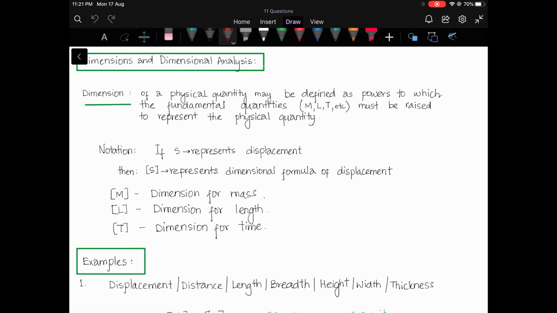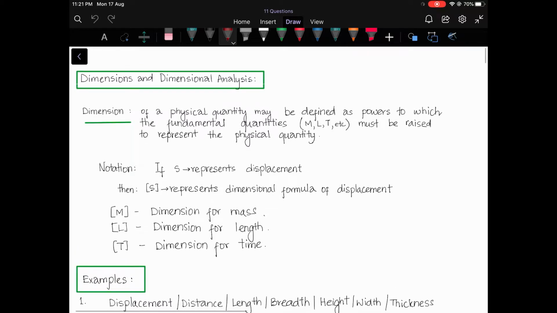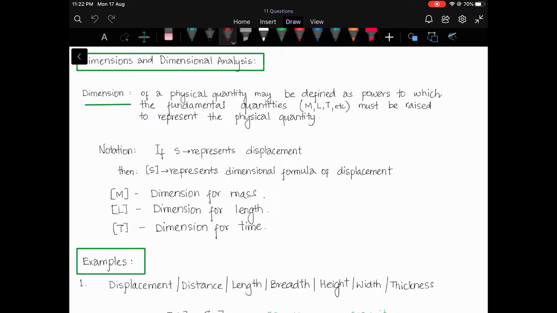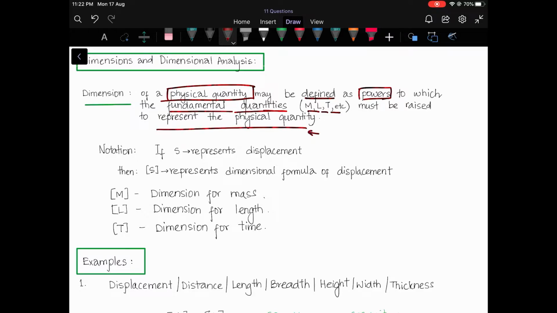So next, we are ready to start your topic, that is dimensions and dimensional analysis. Let's start first with what is a dimension. Now any physical quantity that we talk about can be defined or can be raised to powers of the fundamental quantities like mass, length and time or so on, such that it represents the type of physical quantity that we are talking about. And that is what is known as dimensions for us.